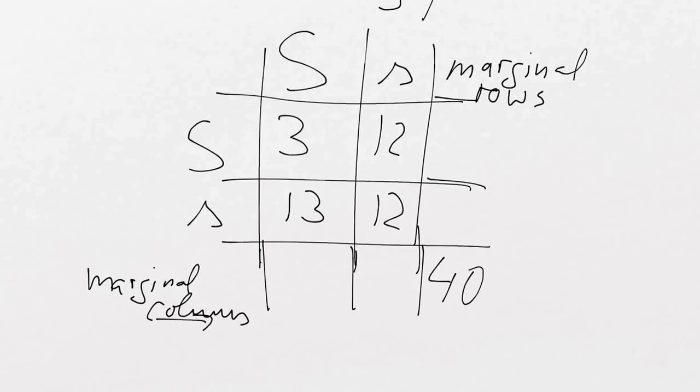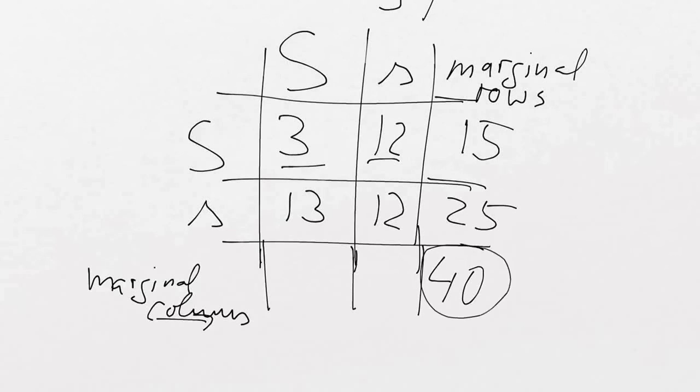And what it simply does is count what's in the row and the column respectively. So here the marginal rows, 3 and 12 gives me 15. This one, 13 and 12 gives me 25. And hopefully everything adds up to 40. This is the grand total. And you can do a check with the marginal columns. So this gives me 16, and 12 and 12 gives me 24. And yoo-hoo, it is 40. Also the grand total.